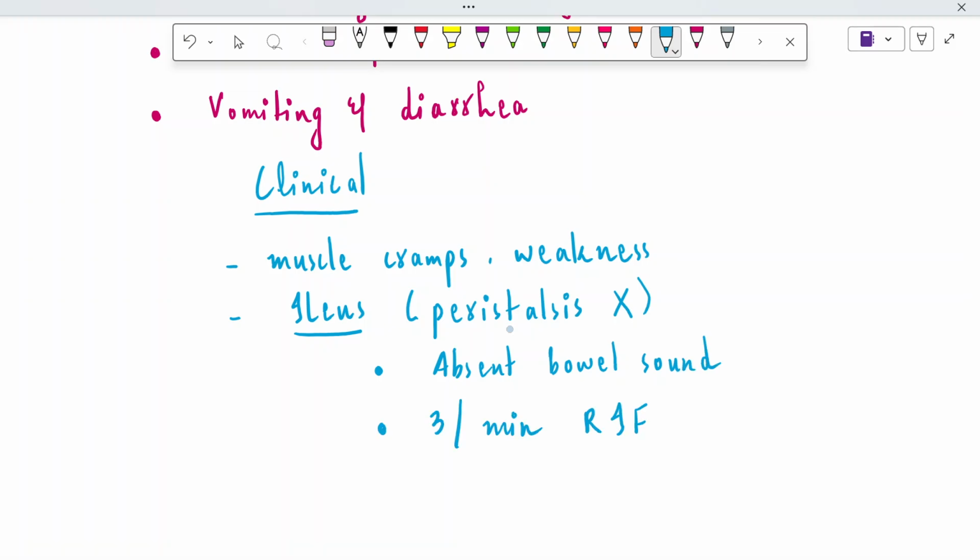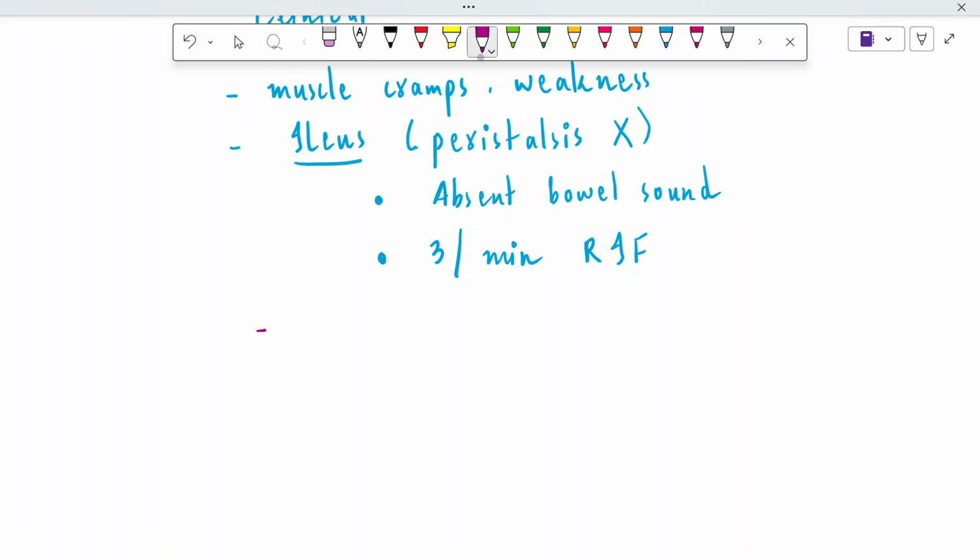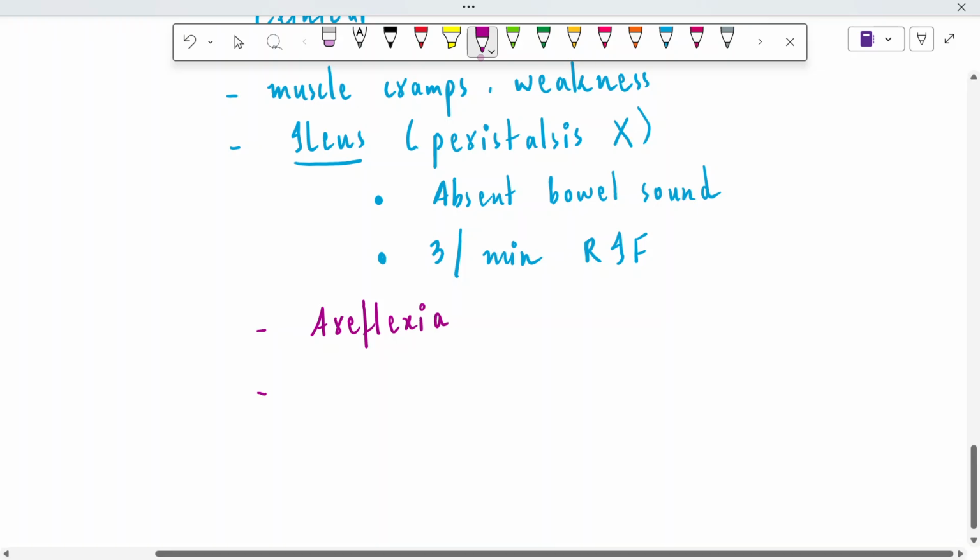Physiologically there are 3 bowel sounds heard in the right iliac fossa, but in case of hypokalemia, there will be loss of peristalsis and there will be absent bowel sounds. The next clinical feature is areflexia, the loss of reflexes in the body. For example, deep tendon reflexes. These reflexes will be diminished.